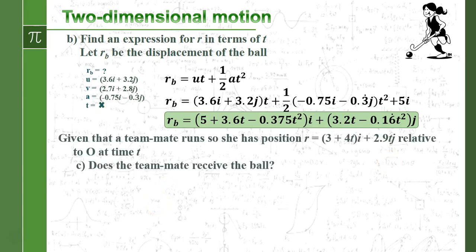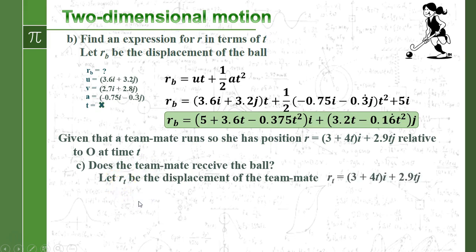It says, given that a teammate runs such that her position is r equals (3 plus 4t)i plus 2.9t j relative to O at time t, does the teammate receive the ball? So is the pass going to get to her? We had rb, the displacement of our ball. Let's call rt the displacement of our teammate. So rt equals (3 plus 4t)i plus 2.9t j. If she receives the ball, then those two things are going to be the same for some value of t. So let's put our two expressions equal to each other.